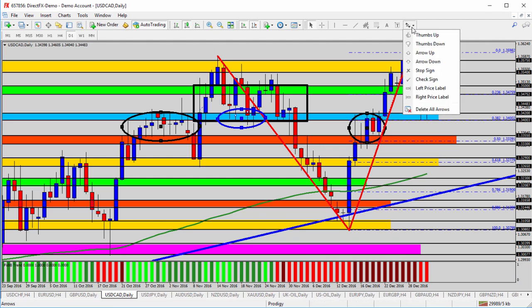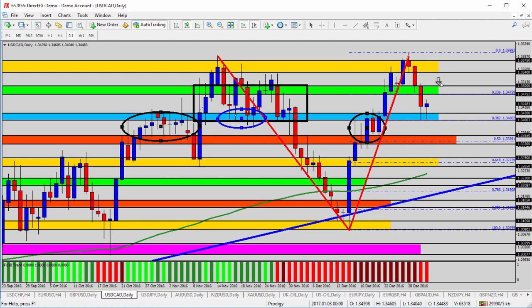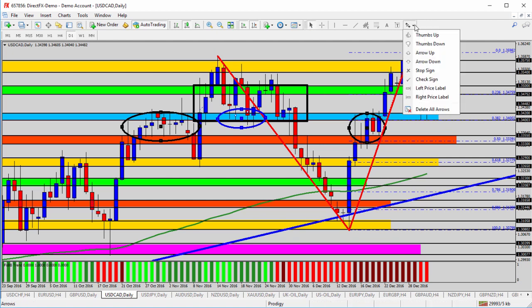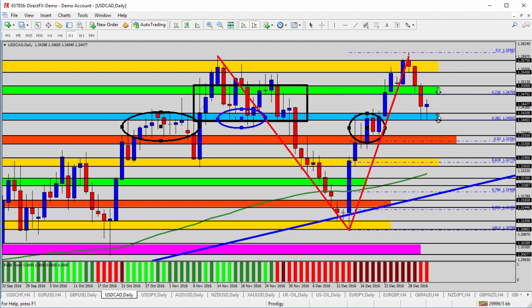If you're looking to go short, it either needs to go back up to the green zone, like it did here inside the black box, to go short, or break under the blue zone. So if you're a short seller here on the dollar CAD, back at the green zone, or under the blue zone.